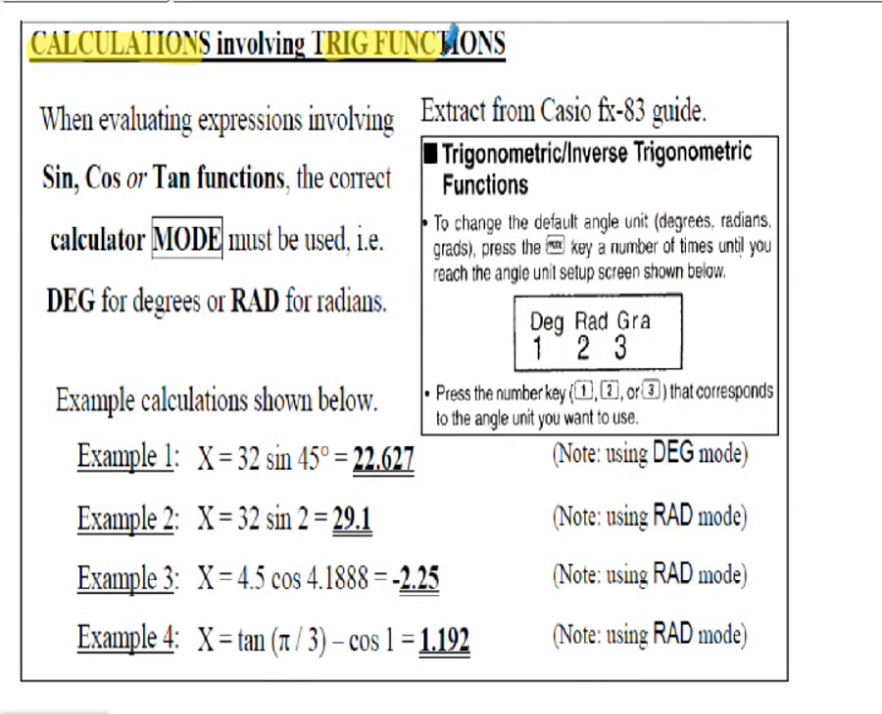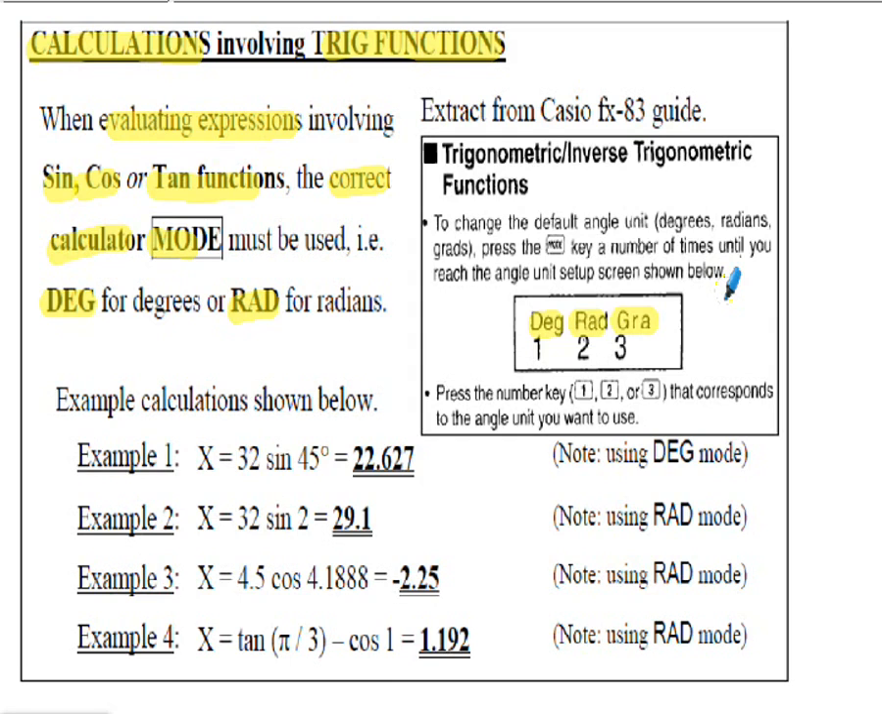Calculations that involve trigonometric functions. When evaluating expressions involving sine, cos, or tan functions, the correct calculator mode is essential. Where the angles are given in degrees, we use degree mode, and when they're given in radians, we use radian mode. You'll find on your calculators at the top of the screen a small D, R or G. The D stands for degree mode, the R stands for radians, and the G stands for grads. Conventionally we only use degrees or radians.